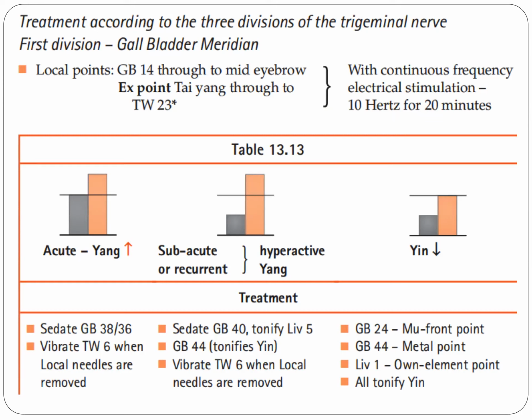The second tower diagram is subacute or recurrent. We have the hyperactive yang. Sedate GB40, tonify liver 5, GB44, tonify yin, vibrate triple warmer 6 when local needles are removed. And the last tower diagram, the yin is decreased. GB24, front mu point, gallbladder 44, the metal point, liver 1, own element point, all will tonify the yin.